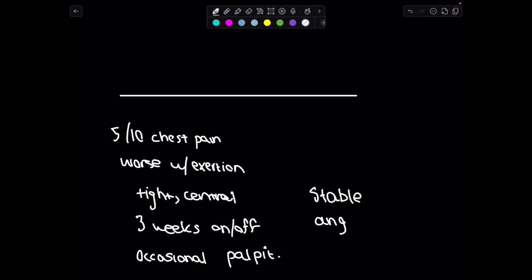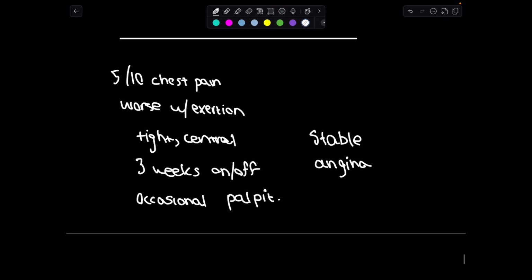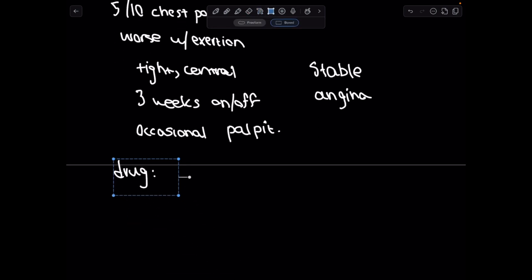Stable angina is a solid guess given her 3-week history of exertional, tight chest pain, 5 out of 10, relieved by rest, with breathlessness and palpitations. To refine it, what question would you ask next to confirm? I want to see if she's taking any medications. Check for medication. I'm wondering if she has hypertension. I'm wondering if she has diabetes or something.